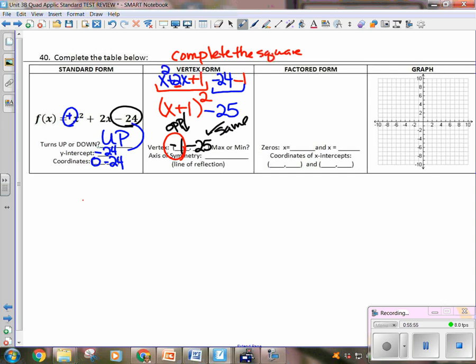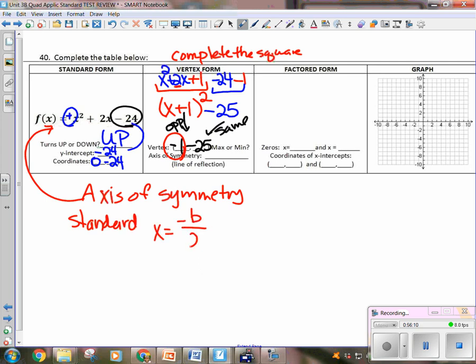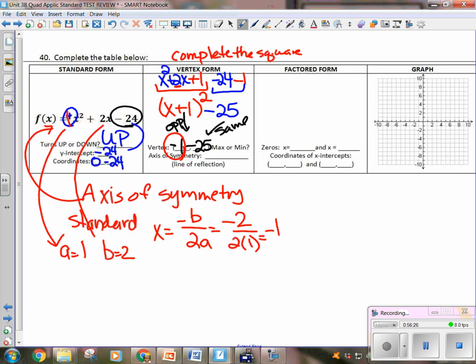Okay. Also, axis of symmetry, just to review, if you have standard form like this, the axis of symmetry can be x equals opposite of b over 2a. If you go out here, a turns out to be 1. B turns out to be 2. So opposite of b is -2, and then 2 times 1, which would be -1. Notice that that's the same thing as the x coordinate of your vertex, because your vertex is on the axis of symmetry. So it's x equals -1. So it's 2 ways to think of it.